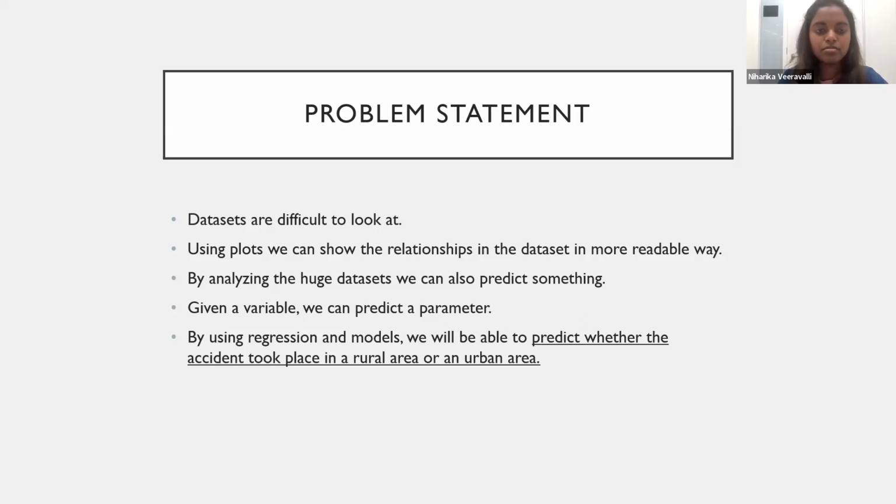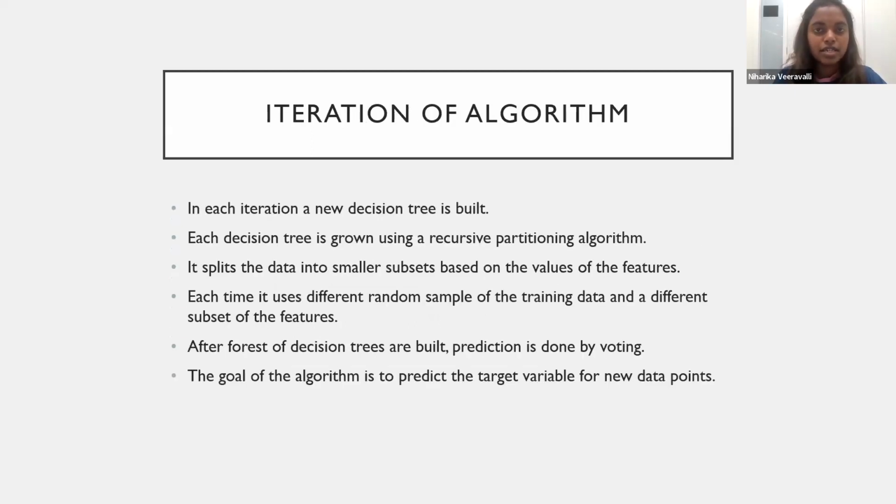So for my problem, I'm trying to predict whether accidents occurred more in rural areas or in urban areas. There is going to be one input, which is the speed limit, for example, in my case. If I give the speed limit, we will be able to predict whether the accident took place more in rural areas or in urban areas. So that is my problem statement, and the iteration of the algorithm goes like this.